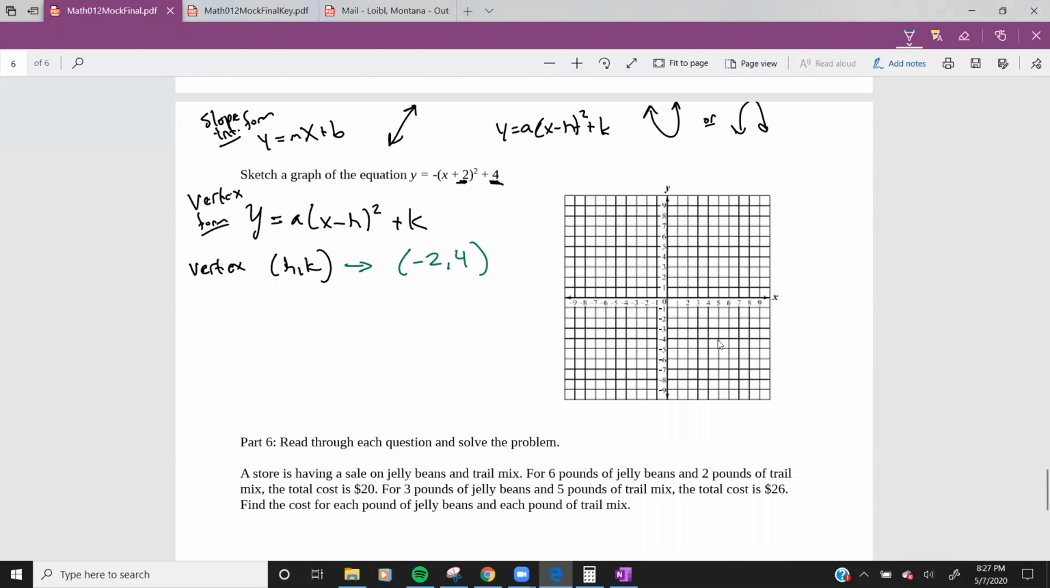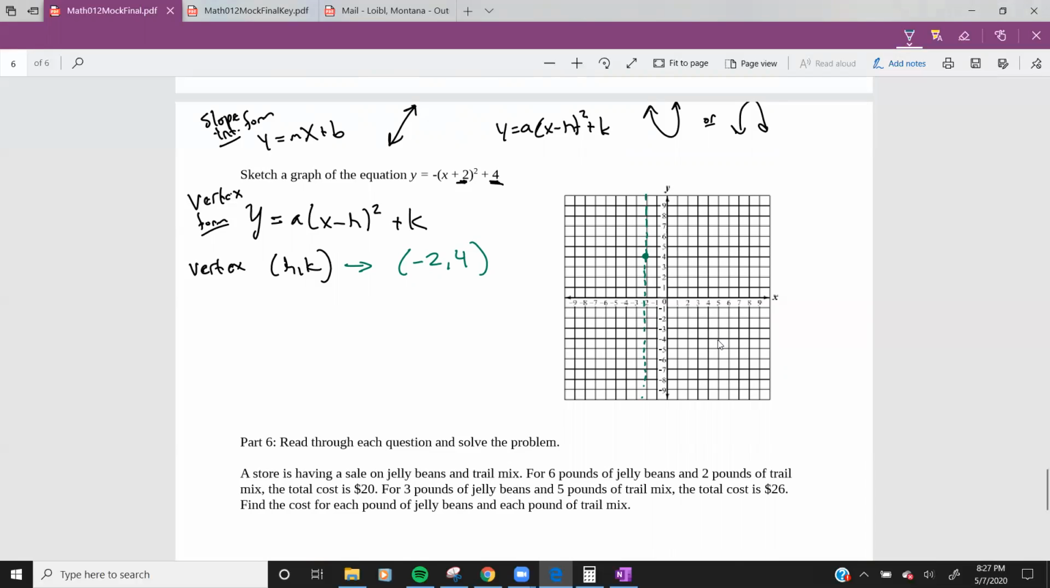And so basically what the vertex is going to tell us, so we go over here, where are we at? -2 up to 4. So here's your vertex. Now that means we're going to have a line of symmetry through this point, right? Because our parabola is either a hill or a valley. That means it'll either be opening up or down.